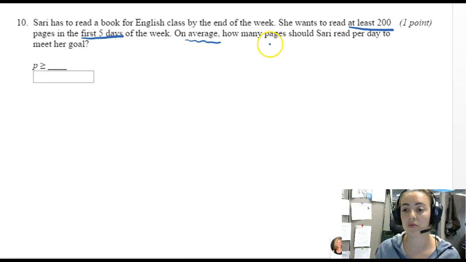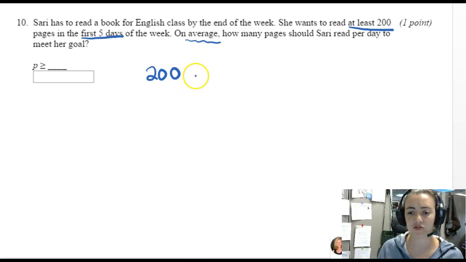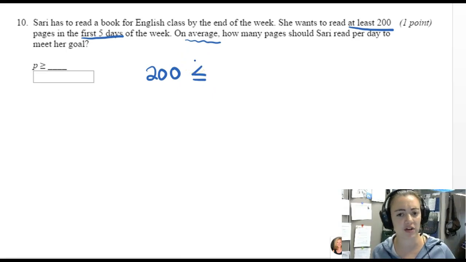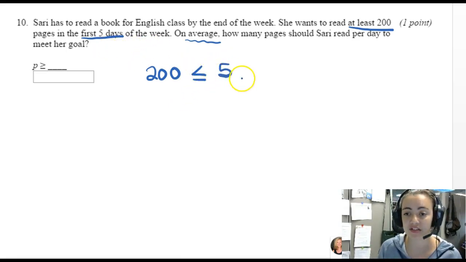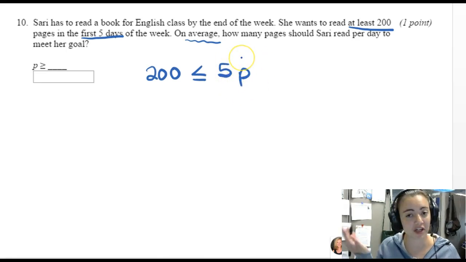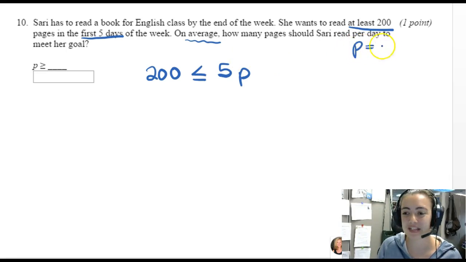So she wants to read at least 200. So that means that 200 is the lowest amount, so she wants to read either greater than that or equal to. She'd be happy if she read just 200 pages in the first 5 days of the week. So she has 5 days to do that. And how many pages that mean per day? That's our unknown, so we can see P is equal to pages.